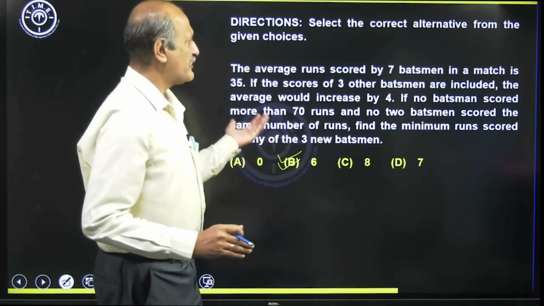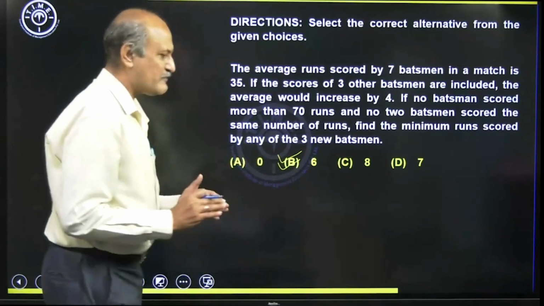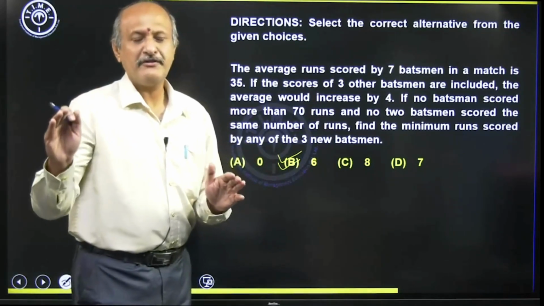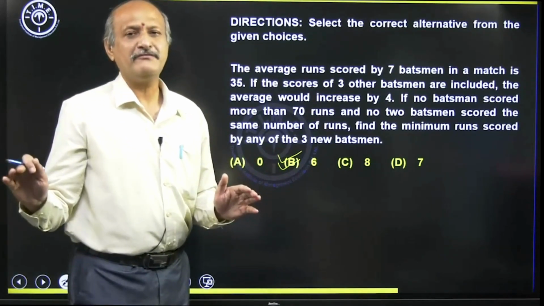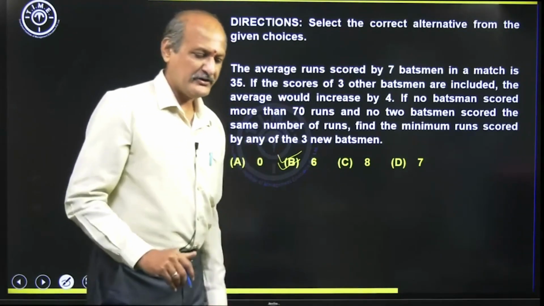Okay, it's a simple question in averages. We just have to be careful with these and adjust the numbers carefully. If you are looking for a minimum value for one particular item, we have to maximize the others. That's the point we are looking for.